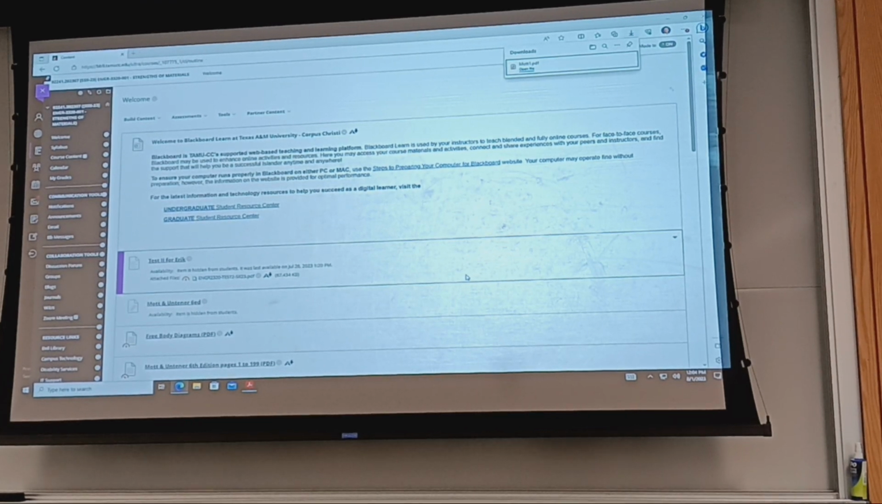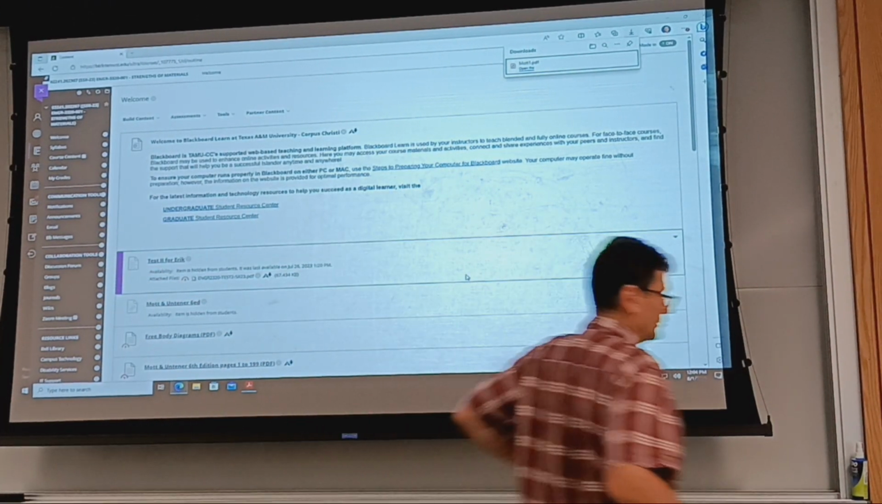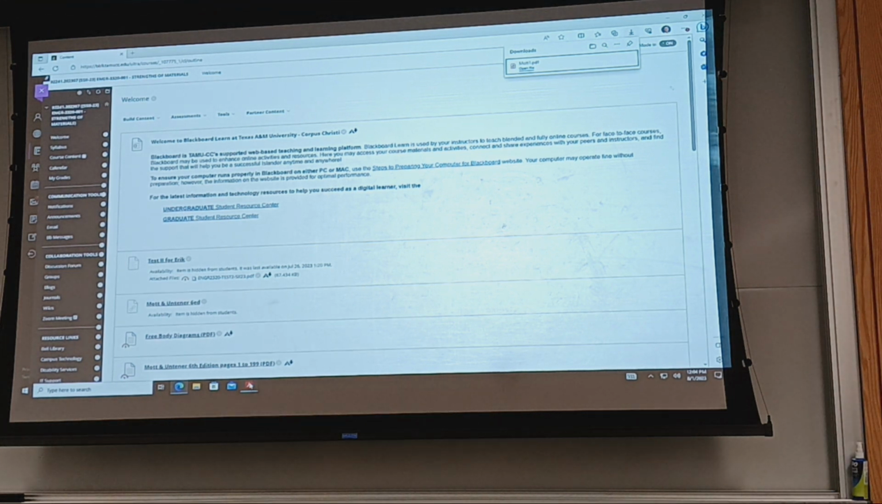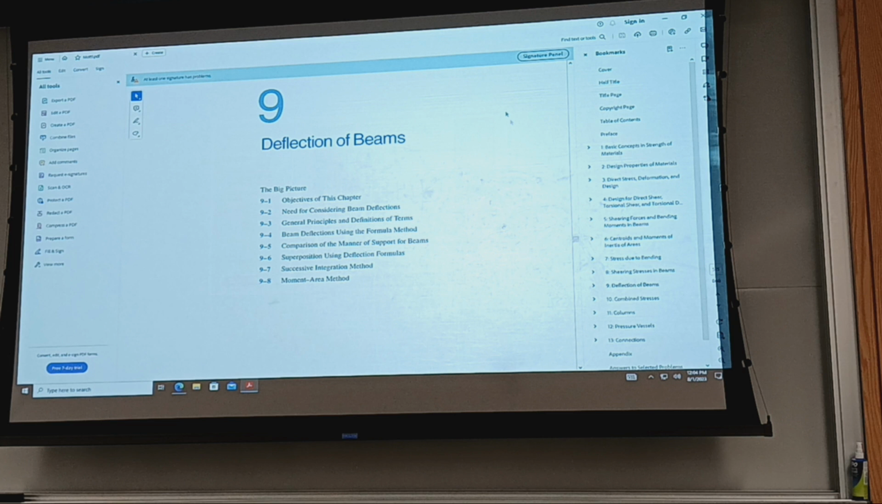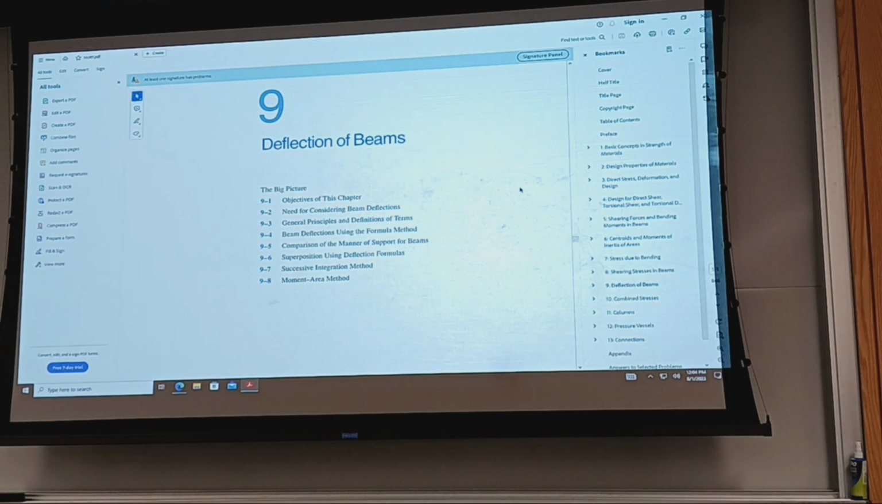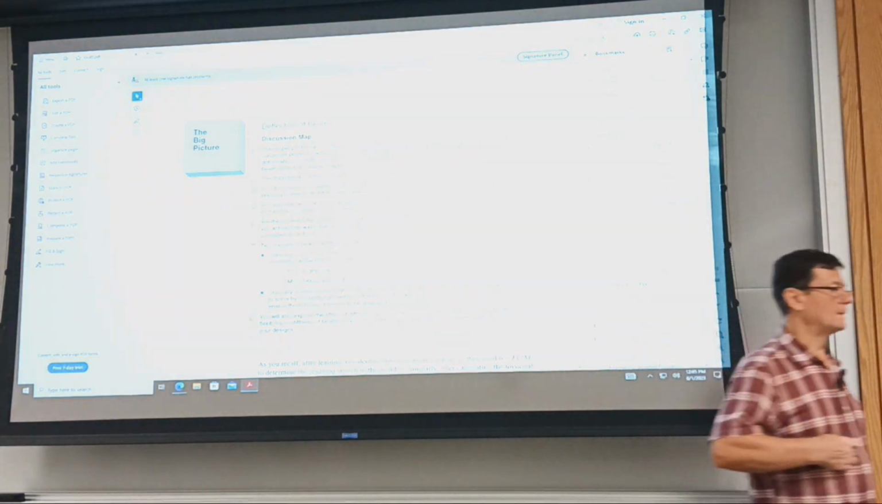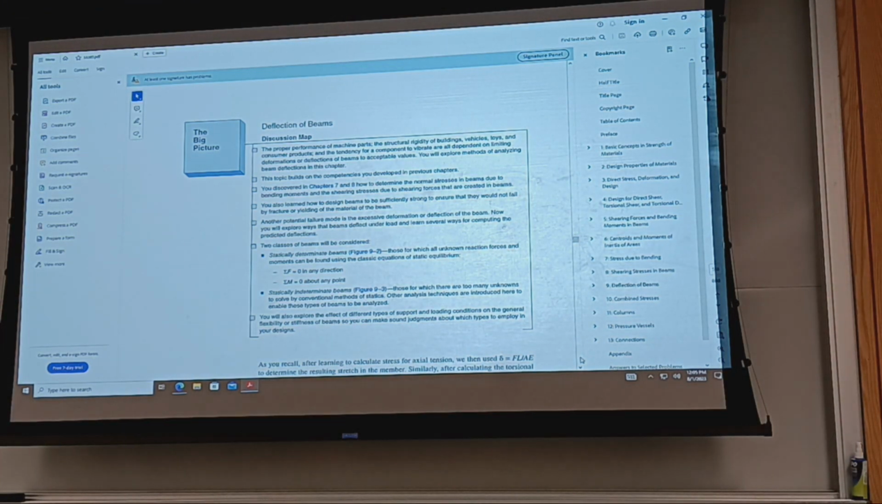Okay, so yeah, we're going to start a new chapter on beam deflection. This is chapter 9, and there are several approaches, including one not discussed in the book, but is the methodology behind the beam deflection program.